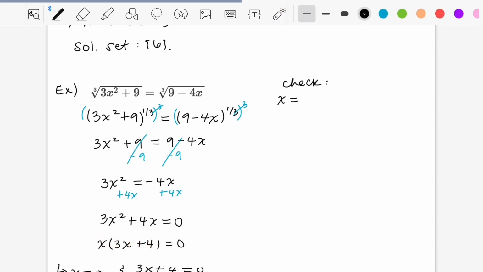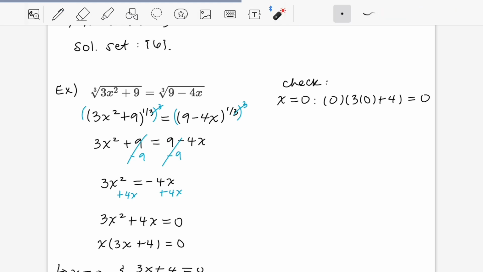So checking x is equal to 0, we'll plug 0 into the simplified version that we got. So 0 times 3 times 0 plus 4 is equal to 0. We know that's going to be true because 0 times anything is 0. So we get 0 is equal to 0. So x is equal to 0 is a solution.